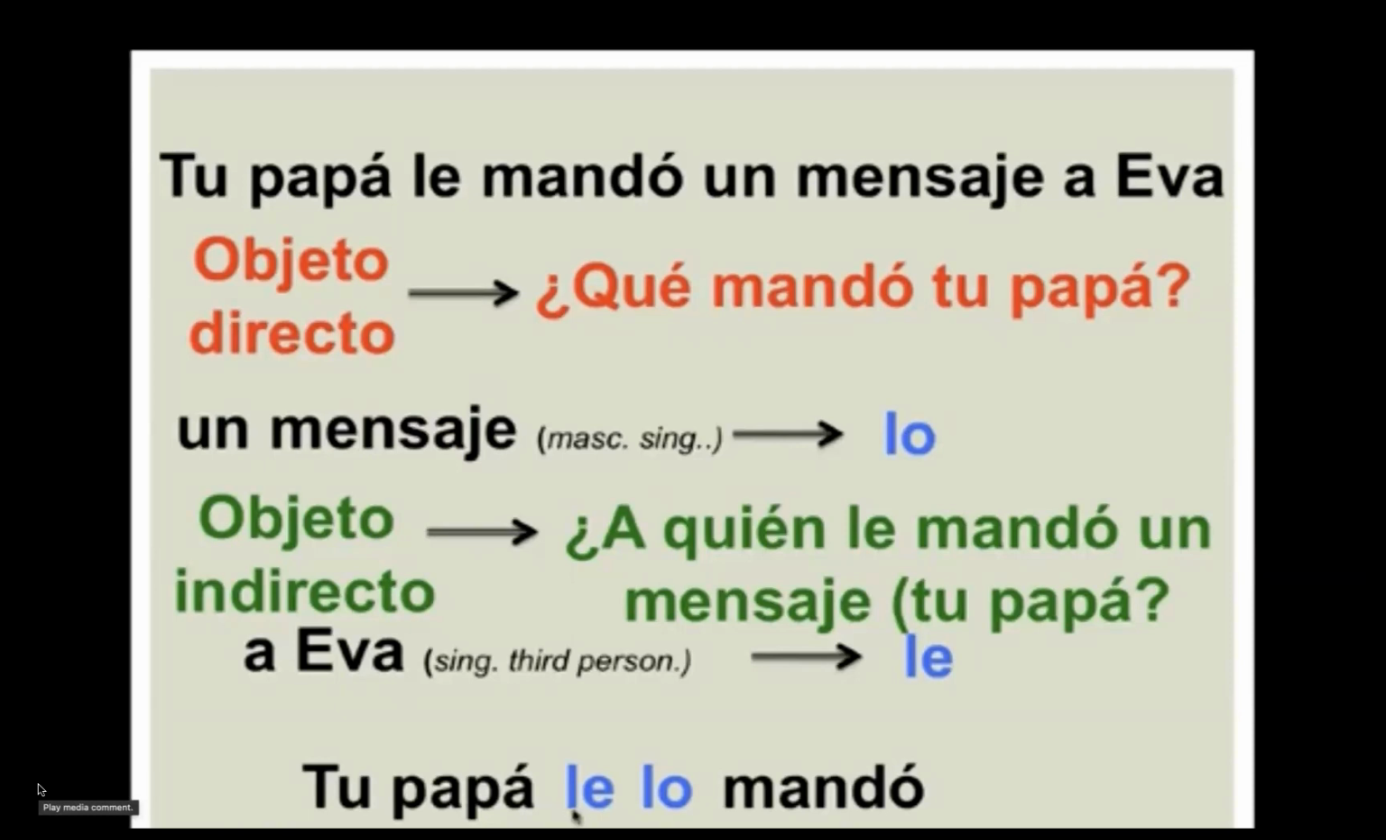When you have two pronouns starting with L, you need to substitute le, or les, by se. Then the sentence with both pronouns integrated would read as follows. Tu papá se lo mandó. Your dad sent it to her.